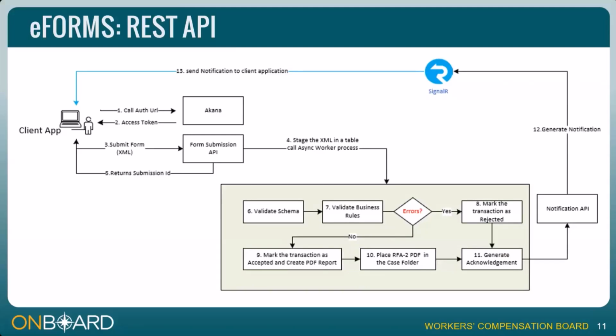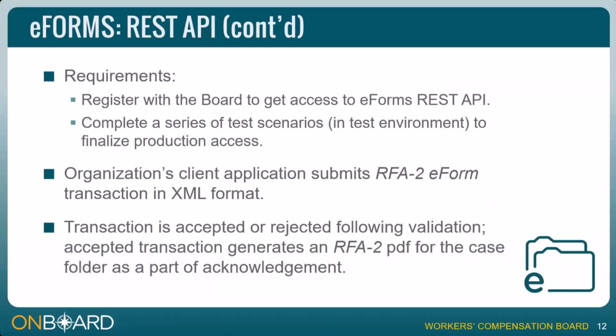Organizations can use the client ID and secret to generate an access token by calling the authorization API, and that access token can be used to call further APIs. Once the registration is completed, organizations need to complete a series of test scenarios in our test environment to finalize production access. Once the requirements are met, the organization's client application will submit the RFA-2 transaction in XML format to the board. The transaction will be accepted or rejected following a list of validations.